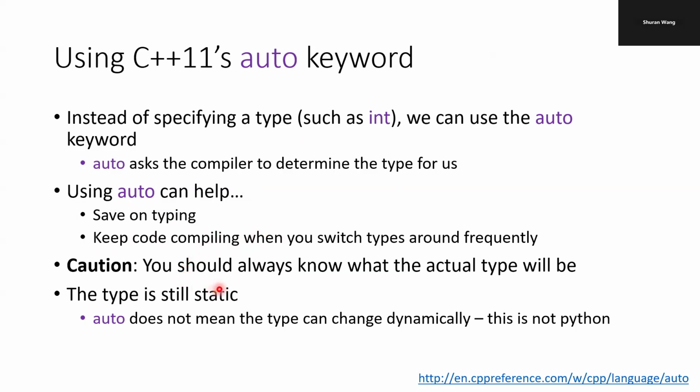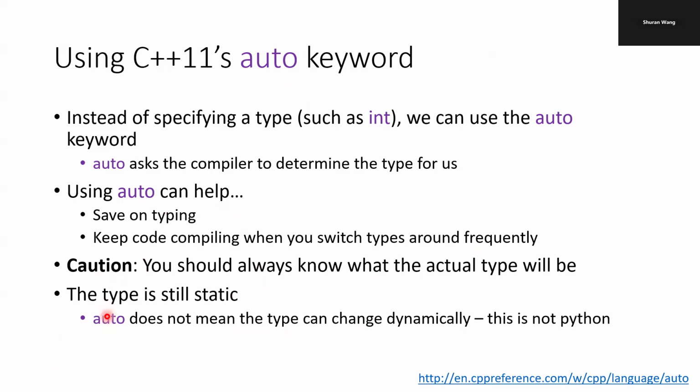But you should always know what the actual type will be. And this is very important when you are using the auto keyword, because the auto keyword can make your code less understandable. And the type is still static. This means that the auto keyword does not change the type dynamically. If the compiler assigns the type when it sees the auto, that type doesn't change.